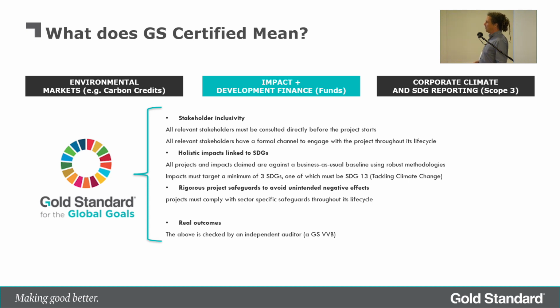And the fourth bit that wraps it all together is that these 3 things are subject to an independent assessment. So auditors in the Gold Standard system are independent of us. We don't determine whether people comply with our rules or not, because that would present a little bit of a conflict of interest. It's someone who is independent from us who does that. We provide capacity building, and we check that they're doing a good job over time.